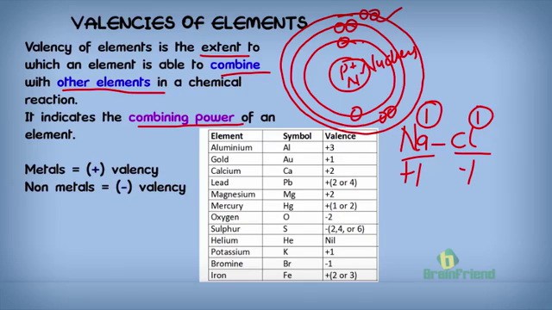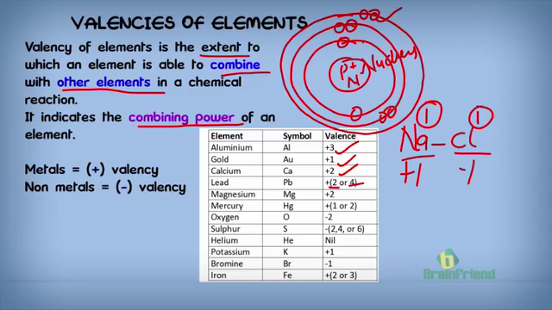So we have here on this table some elements and their valencies. Aluminium here has a valency of plus 3. It means that aluminium is a metal, and that it bonds with other elements with 3 of its valence electrons. Gold has plus 1, calcium plus 2. We can also see that some elements have more than one valency. For example, lead has a valency of plus 2 or 4. So this means that it can bond with other elements with just 2 electrons, or it can bond with 4 electrons.